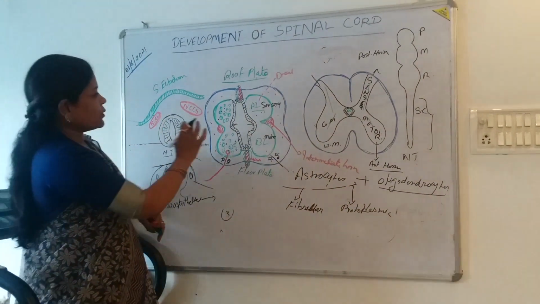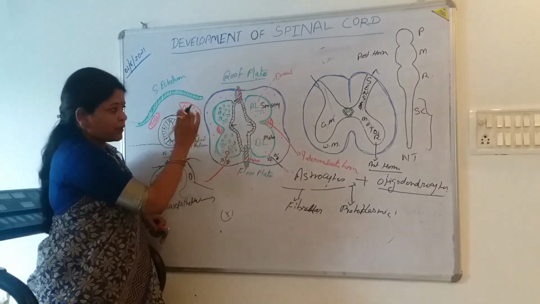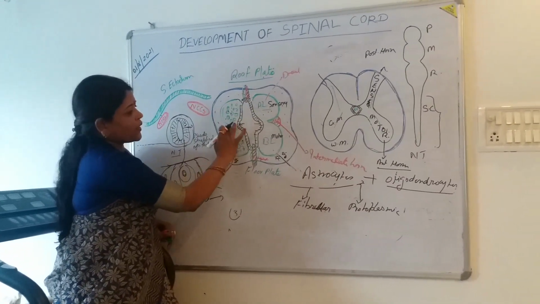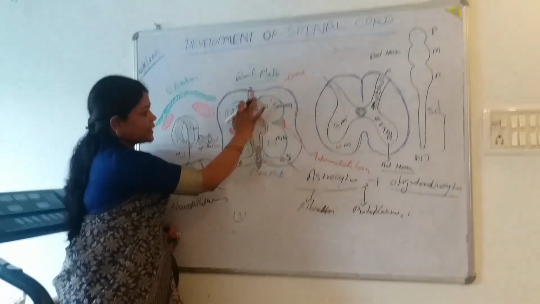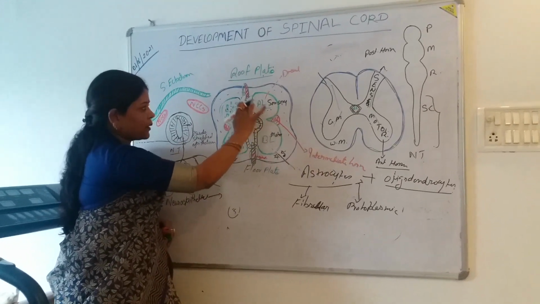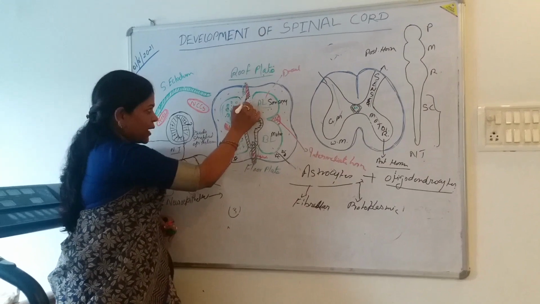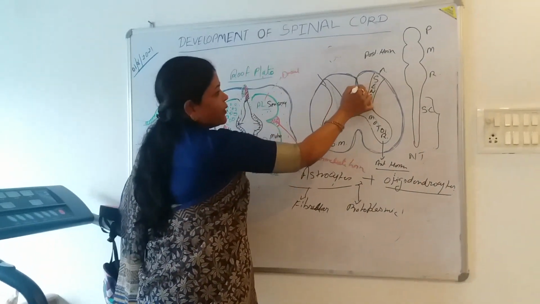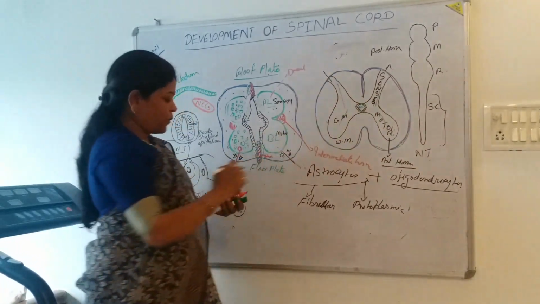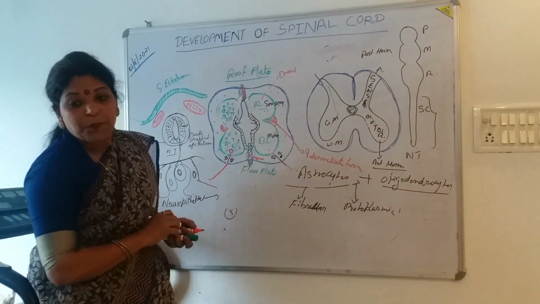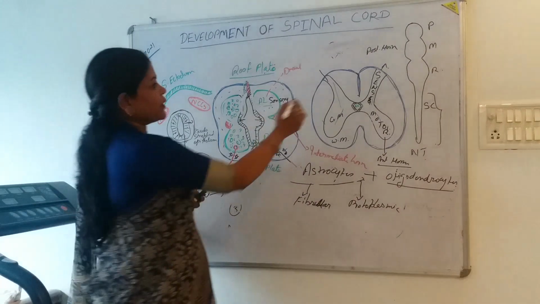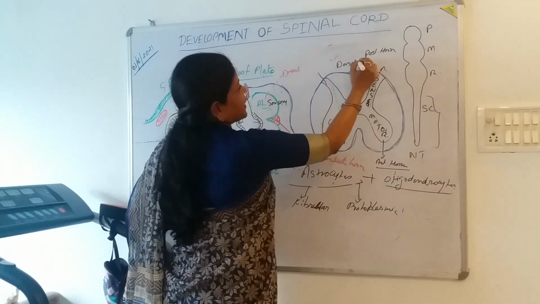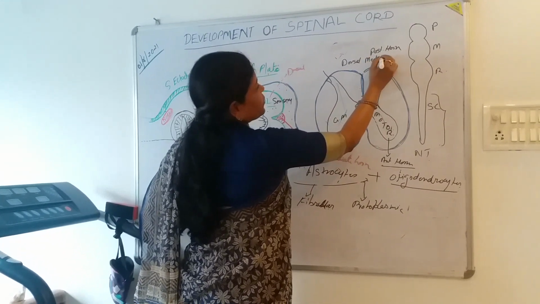Now, due to the rapid proliferation of this, what is happening here? Due to the rapid proliferation of the neuroblast cells, these come closer, the lumen part. This is coming closer and forms a slit here. Look here. Here it will form a slit which is known as what? Dorsal median septum. It is the dorsal median septum.